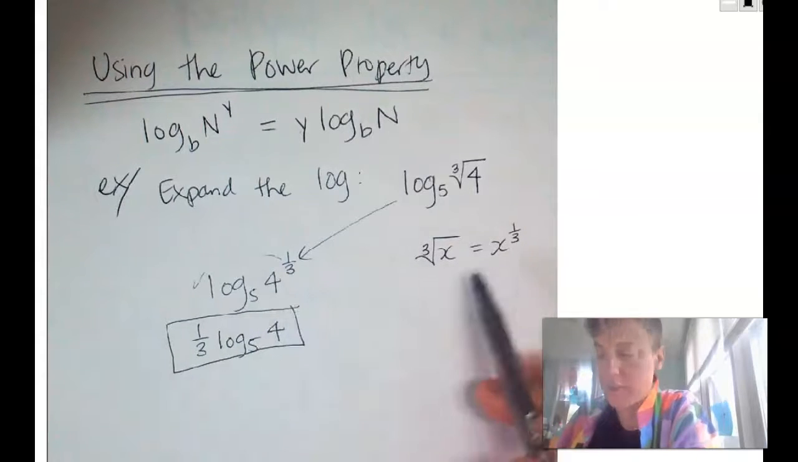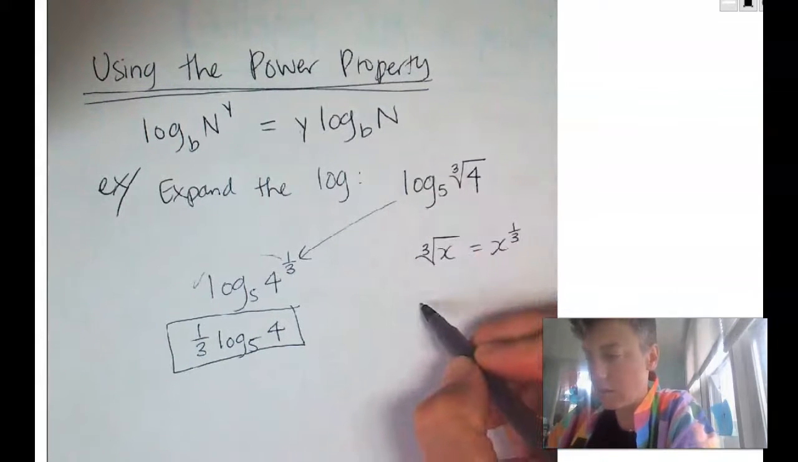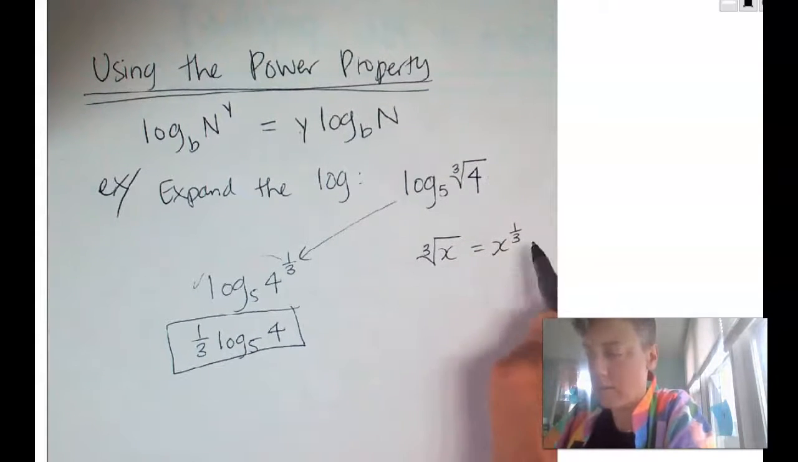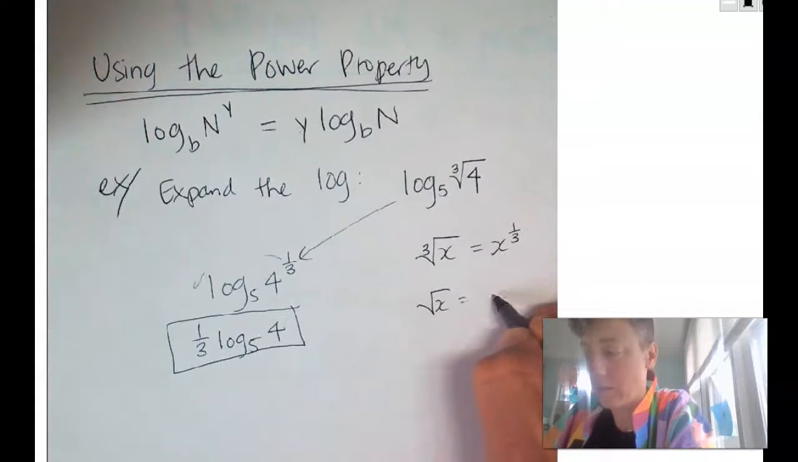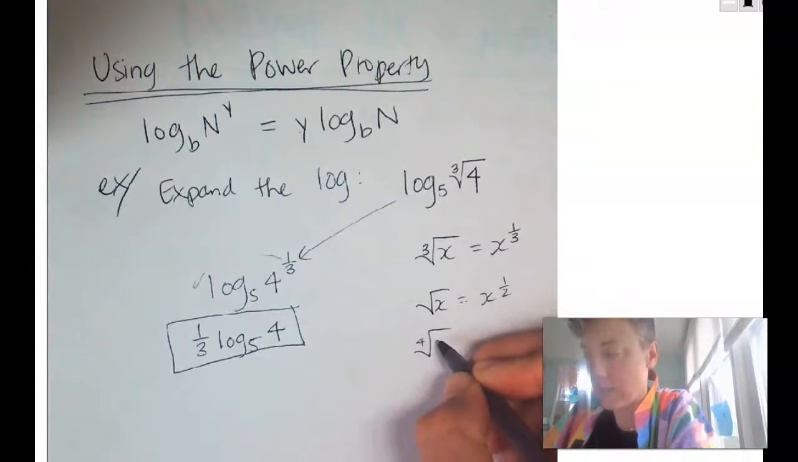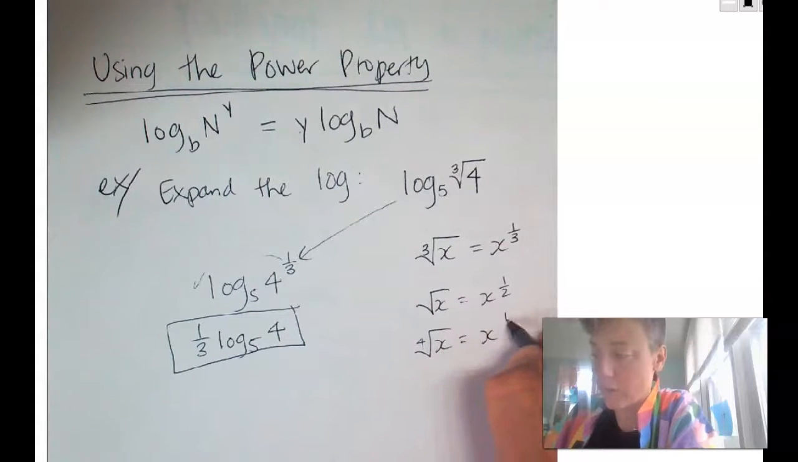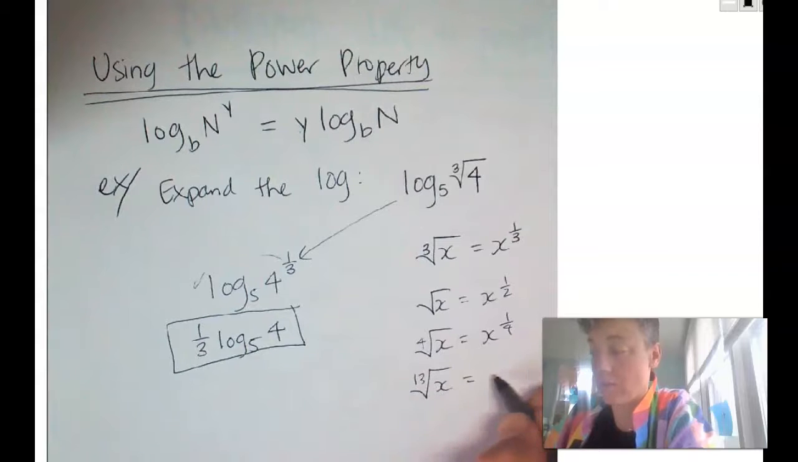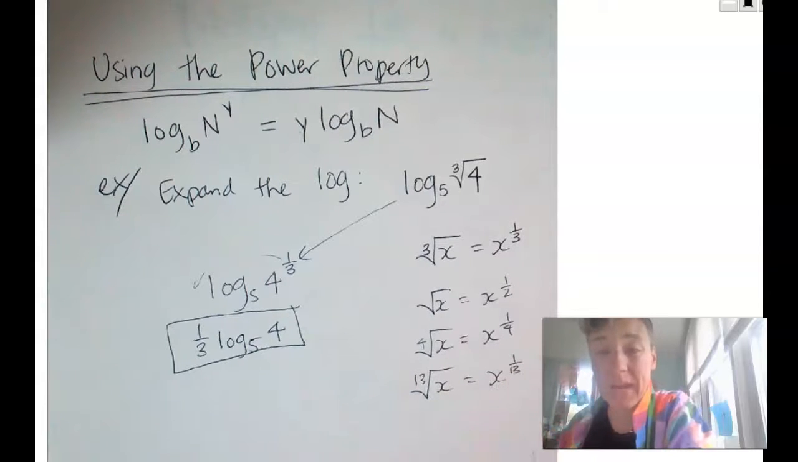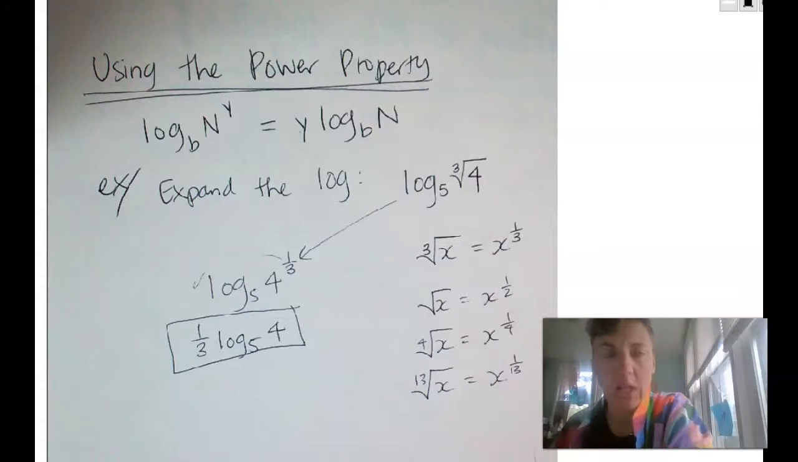So note on this, the cube root is the same as the 1/3 power. Square root is the same as the 1/2 power. Fourth root is the same as the 1/4 power. 13th root will be the same as the 1/13th power, and so on and so forth. Alright, sounds like it's time for a putting it all together example.